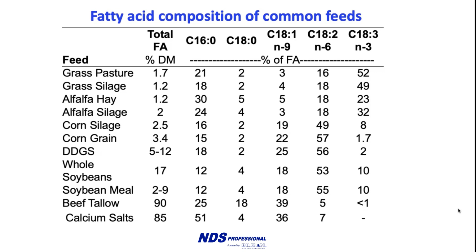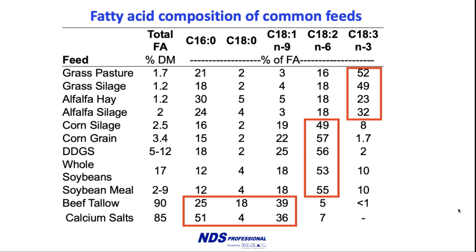If we look across our different feed ingredients from the big view, our forages, so our grasses, alfalfa, and the forage part of our corn silage, are high in 18:3. This is an omega-3 fatty acid, but these are going to be extensively biohydrogenated. Our corn and soybean products and also cottonseed are going to be high in 18:2. And then our animal fats, so lard or tallow, and our palm fats, like we would see in our traditional calcium salt products, are a blend of saturated and monounsaturated fat.